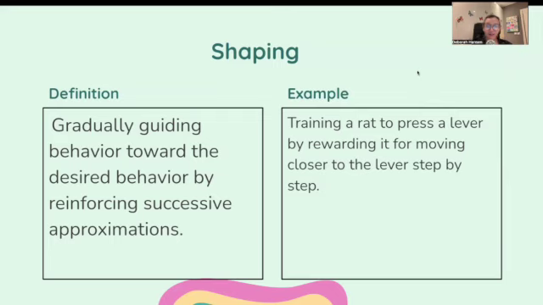Okay. Shaping, gradually guiding behavior towards the desired behavior by reinforcing successive approximations. For example, training a rat to press a lever by rewarding it for moving closer to the lever step by step.